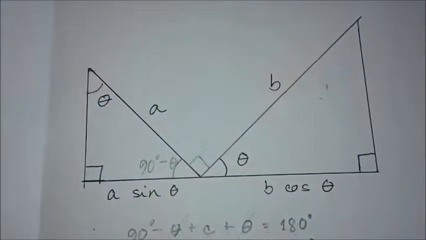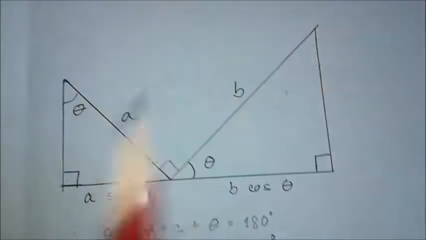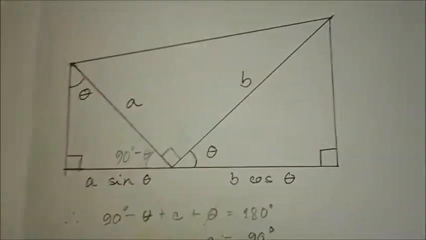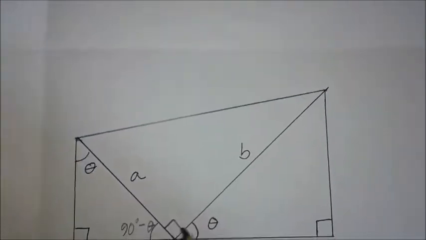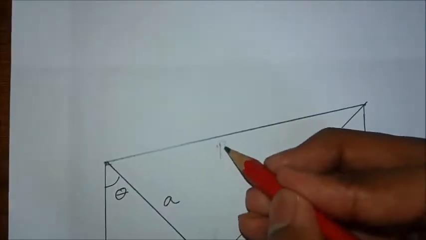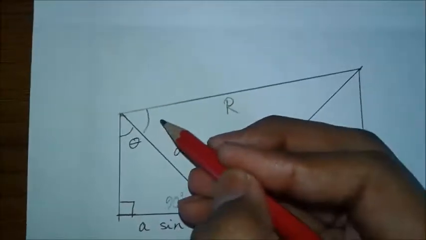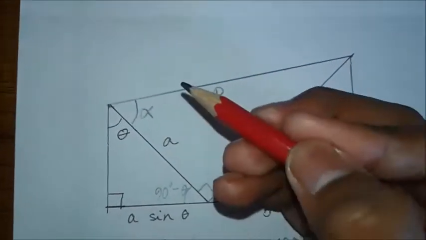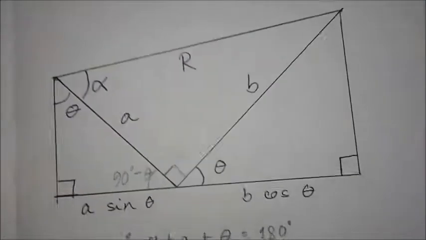And now I'm going to draw a straight line joining these two. So yeah, now once I've joined these two sides, we can call this new hypotenuse r, and this angle right over here alpha. So now we're very close to what we're looking for.